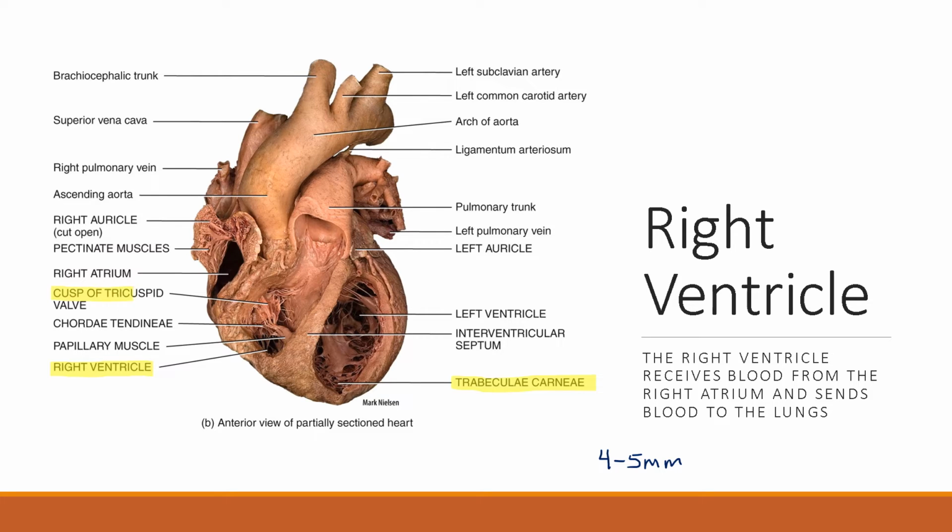Now the cusps of the tricuspid valve, remember that's the valve between the right atrium and the right ventricle, the cusps of this valve are connected to tendon-like cords, which are called chordae tendineae. So the cusps are attached to the chordae tendineae, and those chordae tendineae in turn are connected to cone-shaped trabeculae carneae, which are called papillary muscles. So these papillary muscles themselves are going to be those cone-shaped trabeculae carneae.